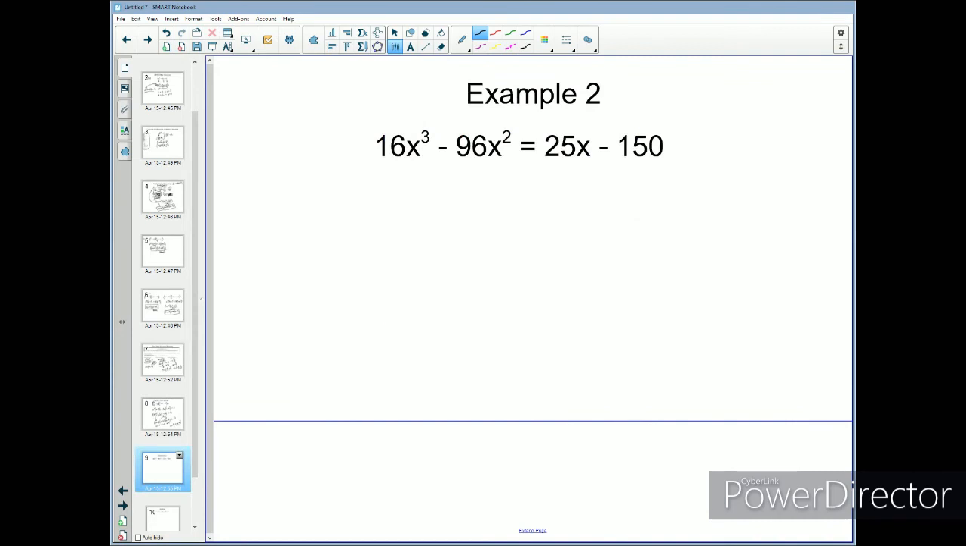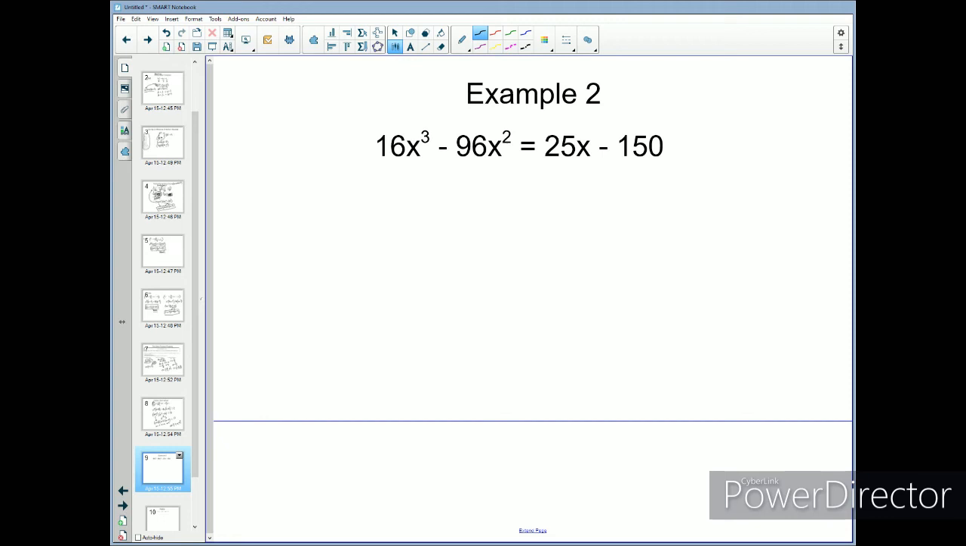16x cubed minus 96x squared equals 25x minus 150. What gives, Mr. Keener? Where's the equal 0? How are we supposed to apply the zero product law if it's not equal to 0? Chill, okay? All right? Just like, trust me. We'll get you there, okay?